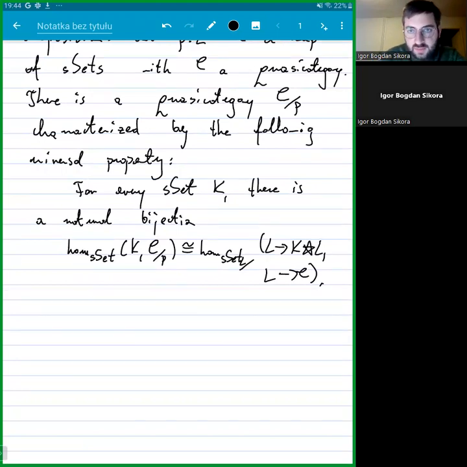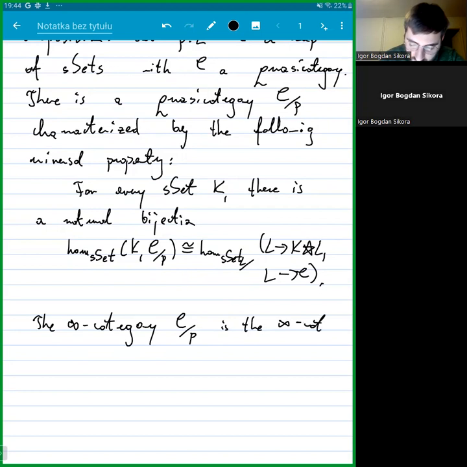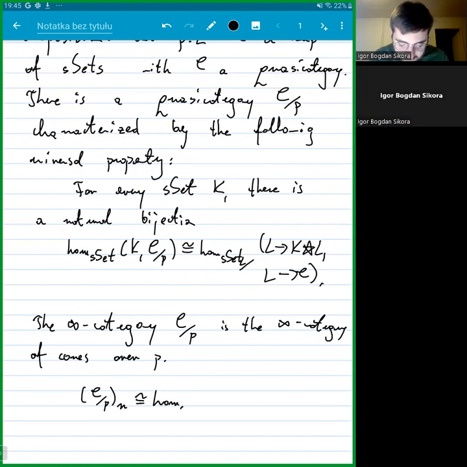And we have actually more explicit description. So the infinity category C over P is the infinity category of cones over P. So its n simplices consist of homomorphisms in the under category of L, from L to delta n join L to L to C. So once again, we are going to see this idea of homotopy coherent constructions.